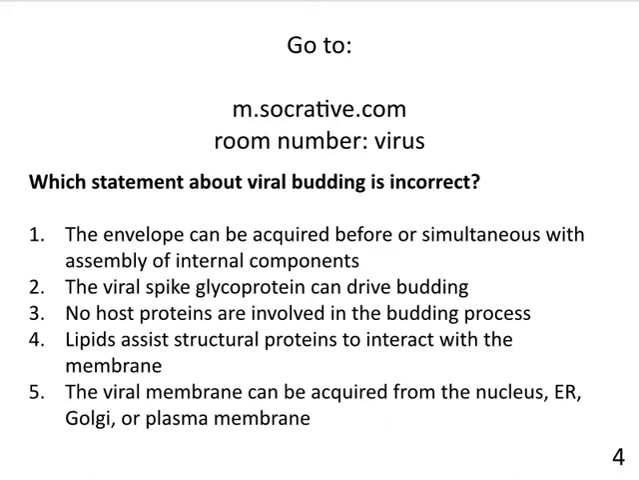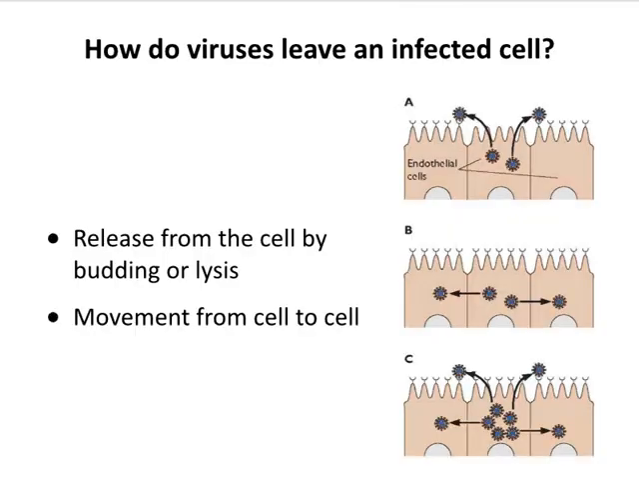You can get the envelope before or simultaneous with assembly. The spike can drive budding. Lipids do assist proteins, right? They tell the M proteins where to go in the cell, to the plasma membrane. And the viral membrane can be acquired from different places. Nobody picked this, and I'm glad you didn't, but technically it should read, budding can occur from any of these sites, because I'm not sure the nuclear membrane ever ends up on a virus particle that's outside of the cell. But you get the point.